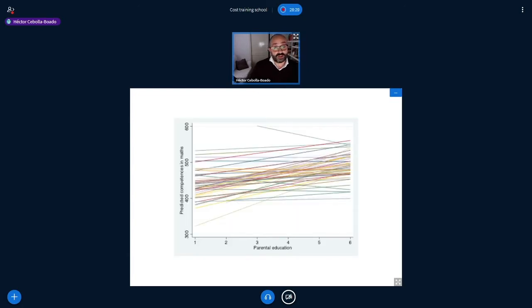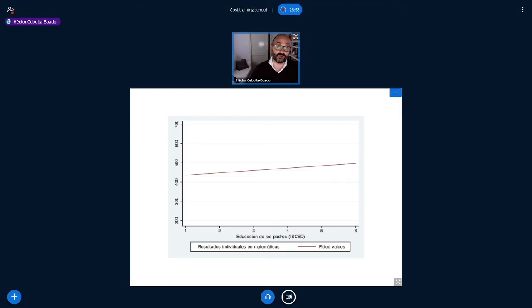You will also simplify reality. So this is how parental education and performance in mathematics happen to be associated with each other in different schools in PISA. It's actually a mess. But generally speaking, it's true that there is a positive correlation. So schools in which there is a higher concentration of parental education are more successful. But this is what you will see in your level 1 OLS individual level regression, right?